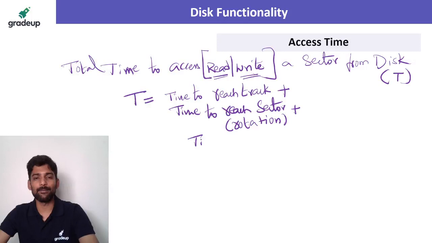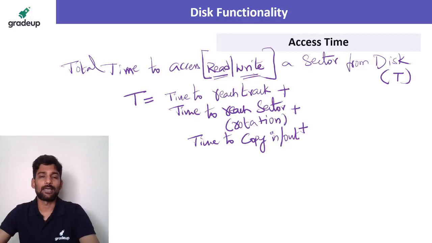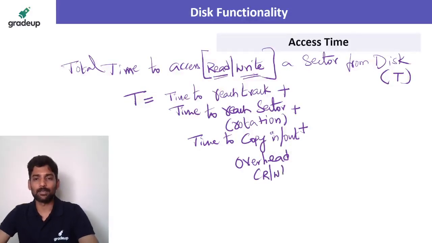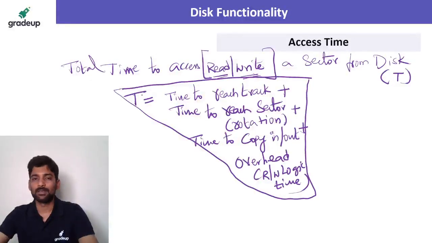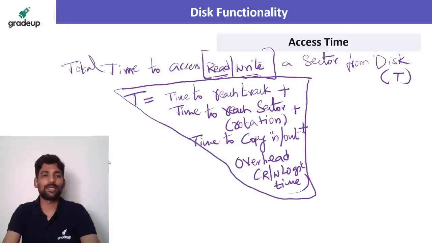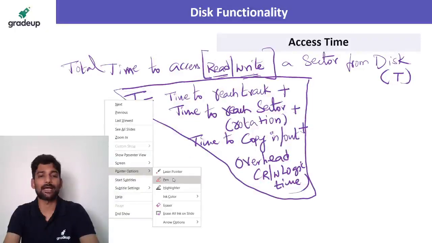Then the time to copy the data, in or out, some time may be required. And for managing all these, some overhead, like I can say read write logic time. So the total time is a combination of all these, right?